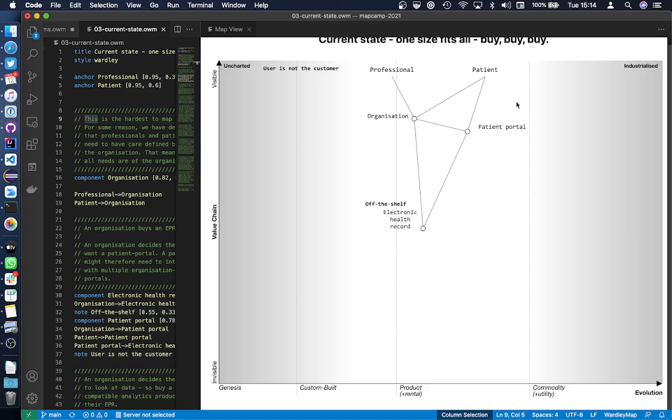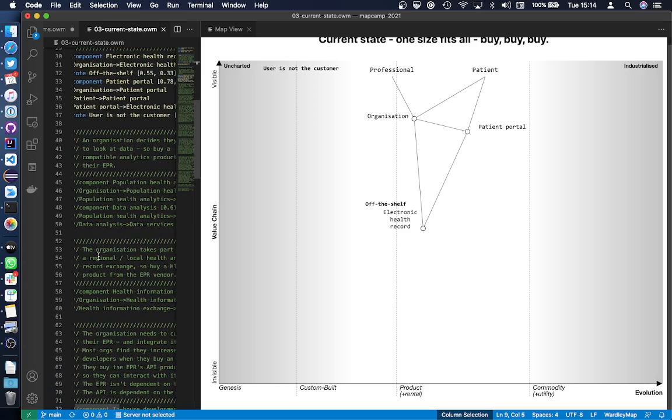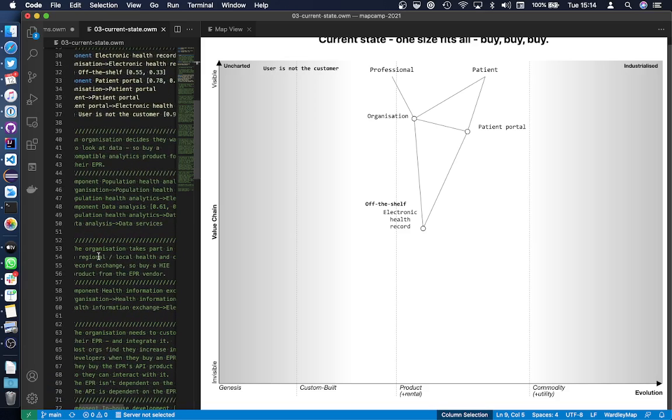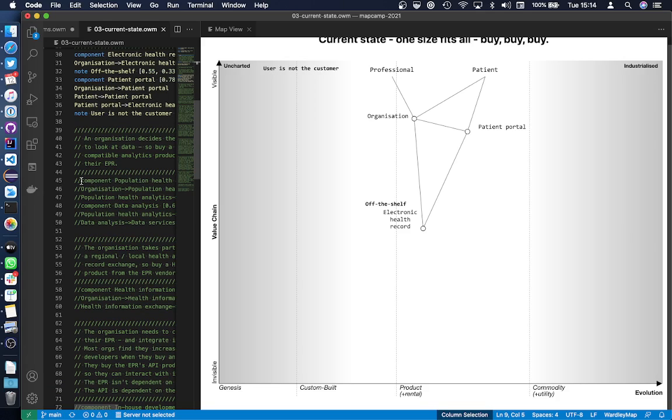There's a few exceptions to that. So an organisation now decides, once they've built that EPR, that they want to look at their data, and so they need some population analytics. And so they go to their vendor and they buy that, and it's from the same vendor. And that gives them access to all their data. So they have to buy that separately.